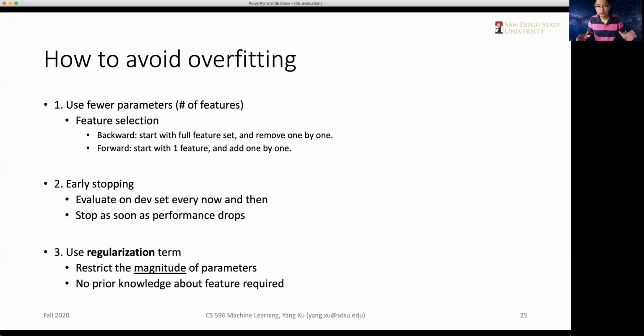And the advantage of this third method using regularization is that no prior knowledge about features is required. We just treat all features basically equally, and we just use some threshold to make sure that all the features are below some threshold in terms of their magnitudes.